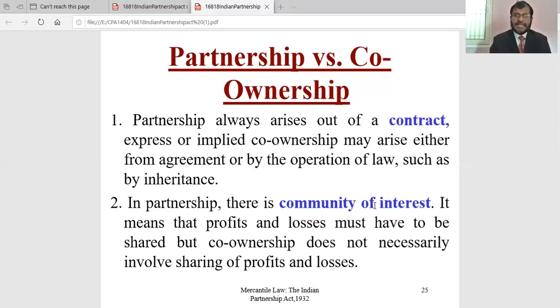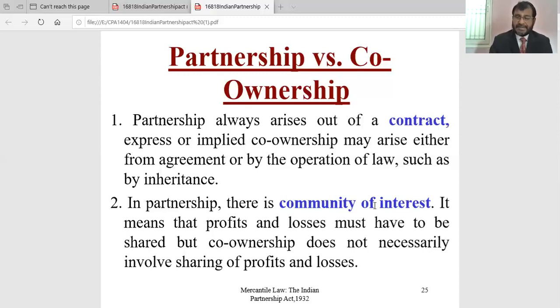Second, in a partnership, there is a community interest. Mutual agency, I told you. Community interest. Each partner is responsible for the action of the other partner. Mutually, they enjoy the agency, and there is a community interest. It means that profits and losses must be shared. But co-ownership does not necessarily involve sharing of profits and losses.